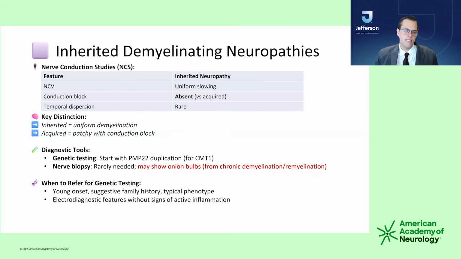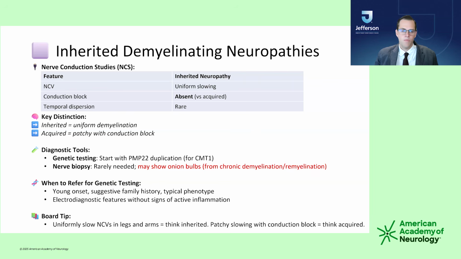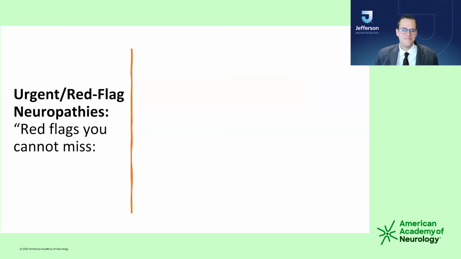So when to refer for genetic testing? When you have a patient that has a young onset of symptoms, a suggestive family history, and that typical phenotype, and when you get your electrodiagnostic study, you see those features as mentioned above. Or tip: uniform slow nerve conduction velocities in the legs and arms, think inherited; patchy, slow with conduction block, think acquired. I mentioned this multiple times, it's probably important to remember.